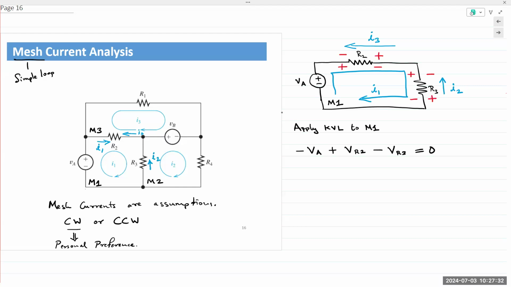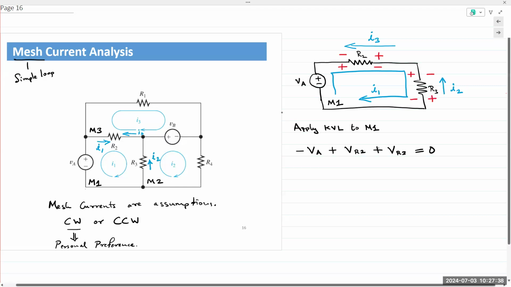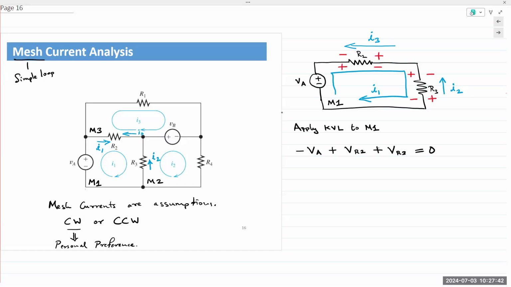Minus VA plus VR2 minus VR3. Oh, sorry, it's plus VR3. You're correct. Plus VR3. Yeah, both voltages are positive from the perspective of I1. Okay, since we are in mesh 1, we are taking I1 as positive.